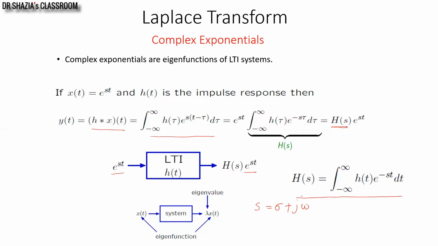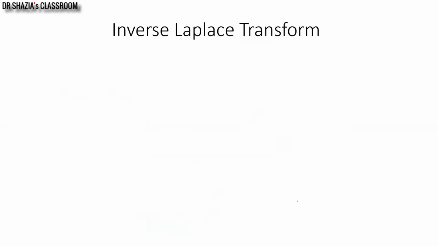H of s exists for a set of values of s, which is called the region of convergence, ROC, and we always calculate the Laplace transform of any signal or any system along with its ROC, the set of values of s for which the transform converges. Now we'll go to the inverse Laplace transform.